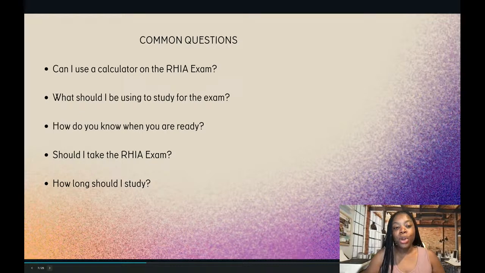Like, you're never going to fully feel ready for the RHIA. You're never going to feel completely ready because there's so much information that is covered in this short exam. So you're never fully going to know or feel like, oh my God, I'm ready to take this exam. So what I would say is, are you able to answer all of the questions in that AHIMA practice book?